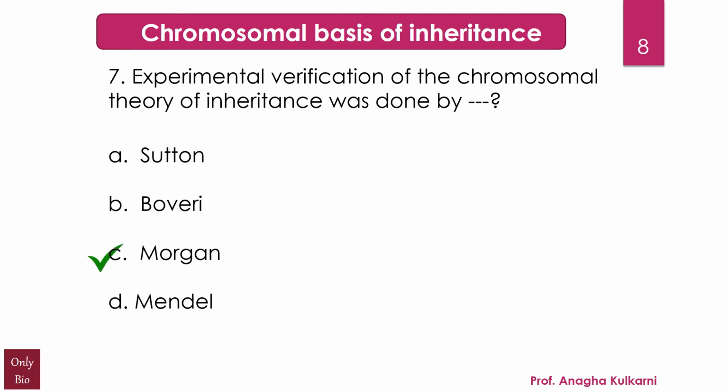Now friends, remember Sutton and Boveri proposed the chromosomal theory of inheritance, whereas Morgan, the full name being Thomas Hunt Morgan, studied fruit flies, that is Drosophila melanogaster, and provided the first strong confirmation of the chromosome theory. He discovered a mutation that affected the eye color of Drosophila, and he observed that the mutation was inherited differently by male and female flies. Based on this inheritance pattern, he concluded that the gene responsible for the eye color is located on the X chromosome.